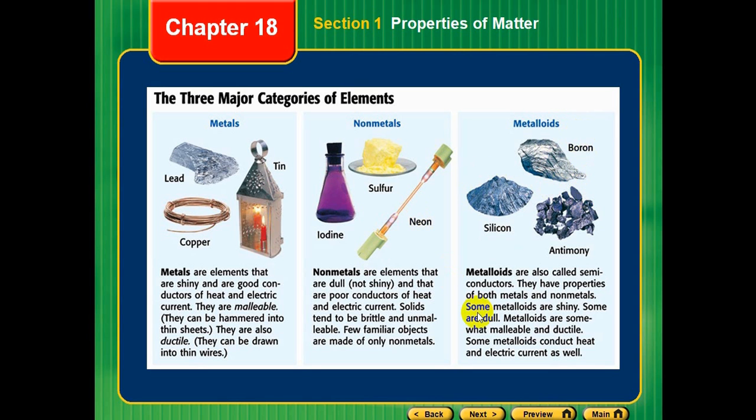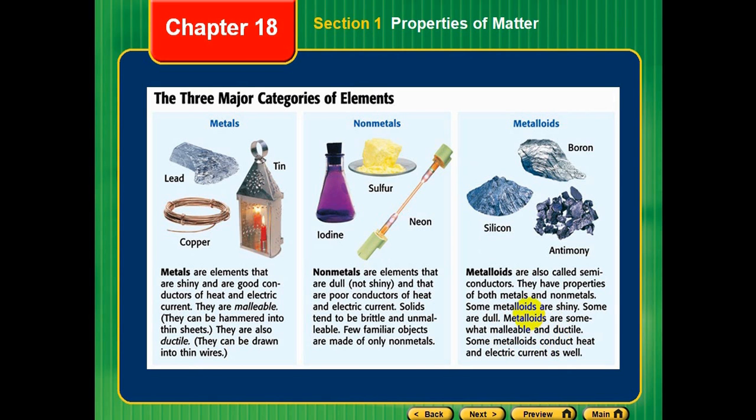Some metalloids are shiny, like here the boron is shiny, and some are dull. Some metalloids are a little bit malleable and ductile. Some metalloids conduct heat and electricity as well.